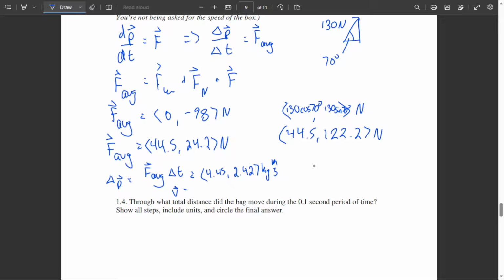And then the velocity is going to equal the change in velocity, because the initial velocity is 0, which is equal to momentum over the mass. The mass was 10 kilograms. So velocity is going to be 0.445, 0.242, approximately.